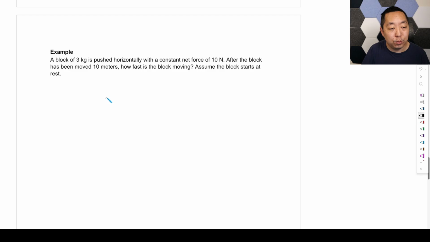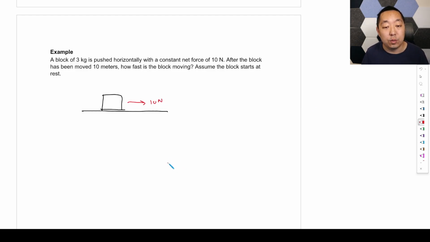So we have a box of 3 kilograms pushed horizontally with a net force of 10 newtons, 10 newtons this way. After the block has been moved 10 meters, let's say it's not a net, it's just a constant force of 10 newtons. After the block has moved 10 meters, how fast is the block moving? Assume the block starts from rest.